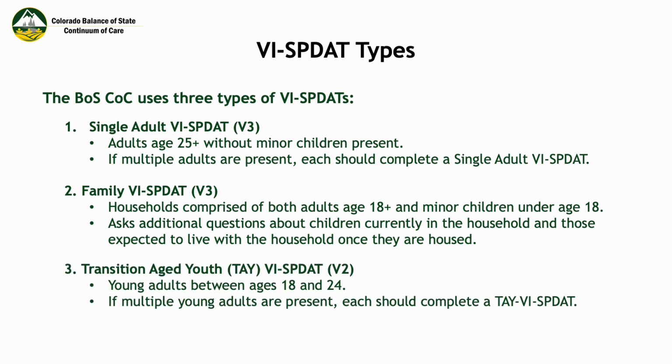And third is the Transition Aged Youth, or TAY VI SPDAT version 2. And this is designed for young adults between the ages of 18 and 24. If multiple young adults are present and want to live together, they should each complete their own TAY VI SPDAT. And for parenting youth under the age of 25, they should complete the Family VI SPDAT, as the Family VI SPDAT is the only one designed to ask questions about children in the household.